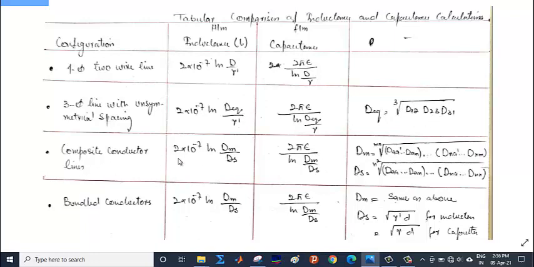Composite conductor lines: 2 into 10 to the minus 7 ln of dm by ds. Here also it is 2 pi epsilon ln of dm by ds, where dm is equal to the mnth root of daa' up to dam', up to da'm, up to dam. These are the mutual distances between the two conductors.